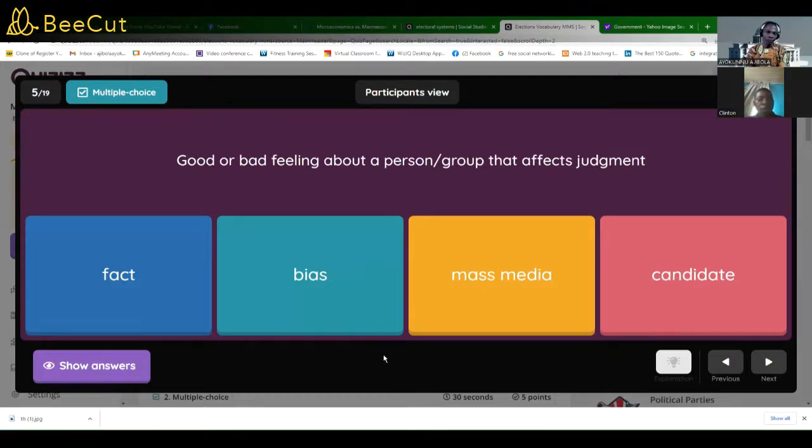Good or bad feelings about a person or group that affects judgment. Bias. When you are biased, maybe it's because the president is from your party, and you are not able to speak the truth concerning the way the country has been moving. Then they will say you are biased because the person is from your religion or your party. Okay. The next one.